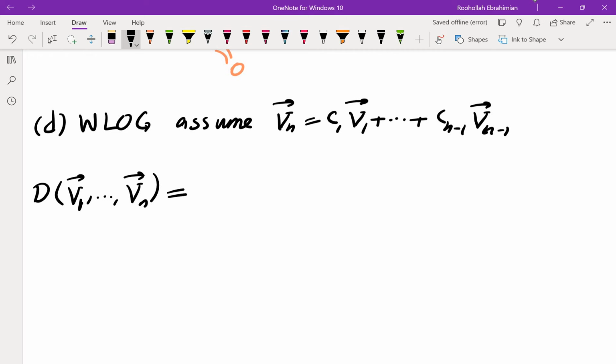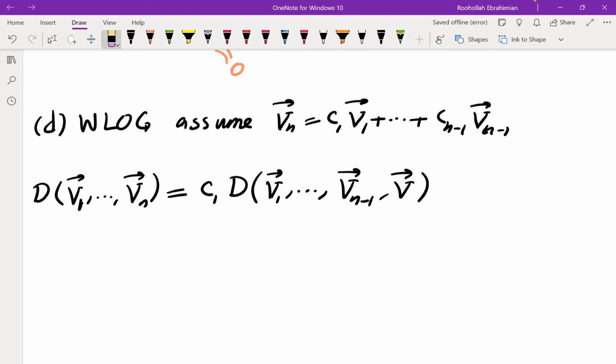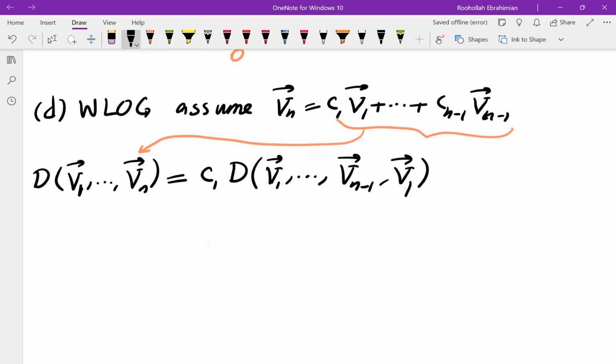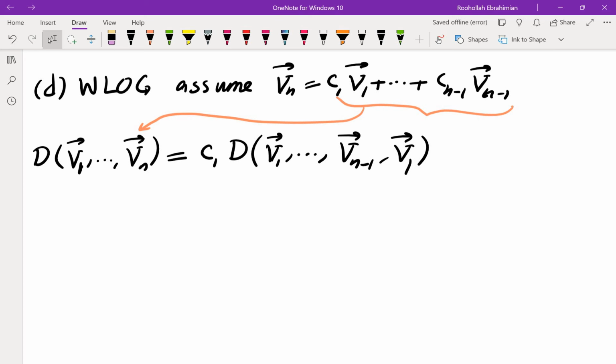Simply we're going to use linearity. So this would be C1 D of V1 all the way to Vn minus 1 comma Vn, V1. So we are substituting the nth row by Vn, and we're going to use linearity with respect to the last row. So we get C1, and then the last one becomes V1.